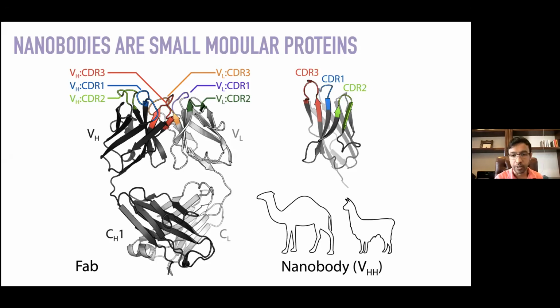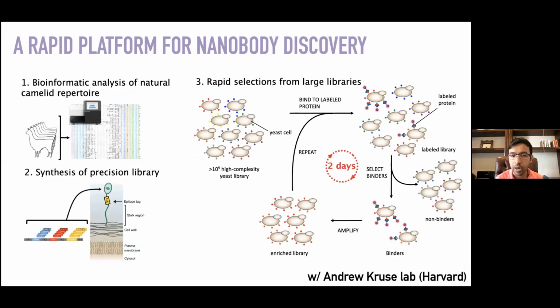Now, in the past, most people have discovered nanobodies by immunizing these large alpaca or llama. In the past couple of years, working with Andrew Kruse's lab at Harvard, we've developed a number of completely in vitro methods to discover nanobodies. The idea here is that we start with very large repertoires of camelid nanobodies, just to understand how nature builds nanobodies. Over time we've built very complex libraries, about 1 billion unique nanobodies, that we display on the surface of yeast cells.